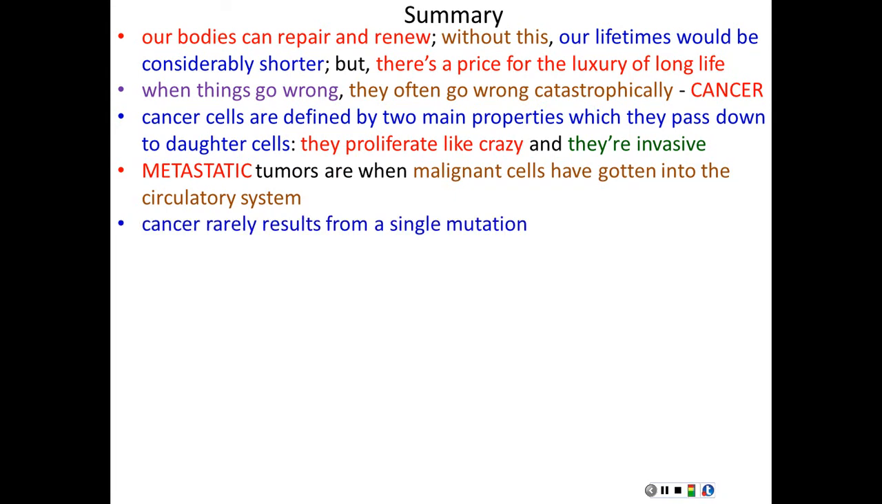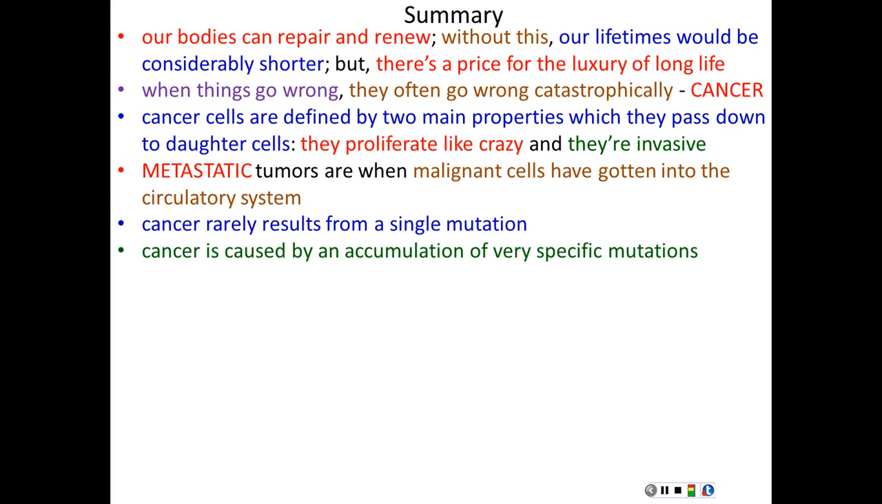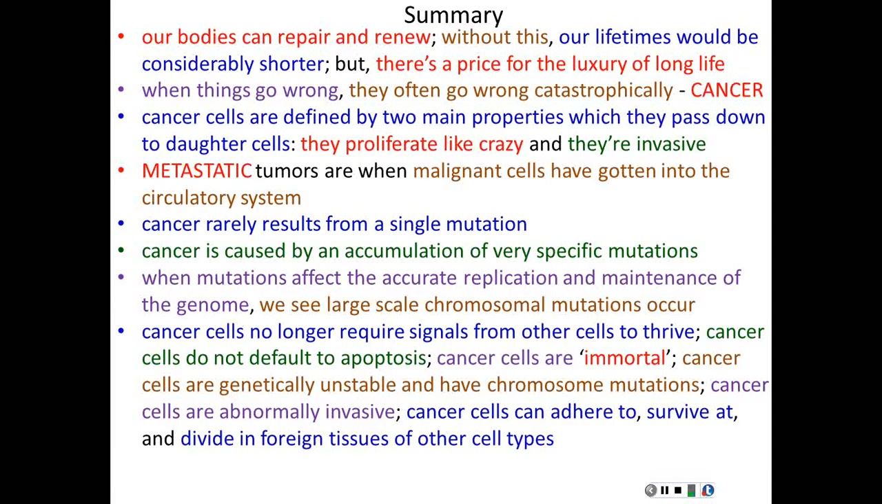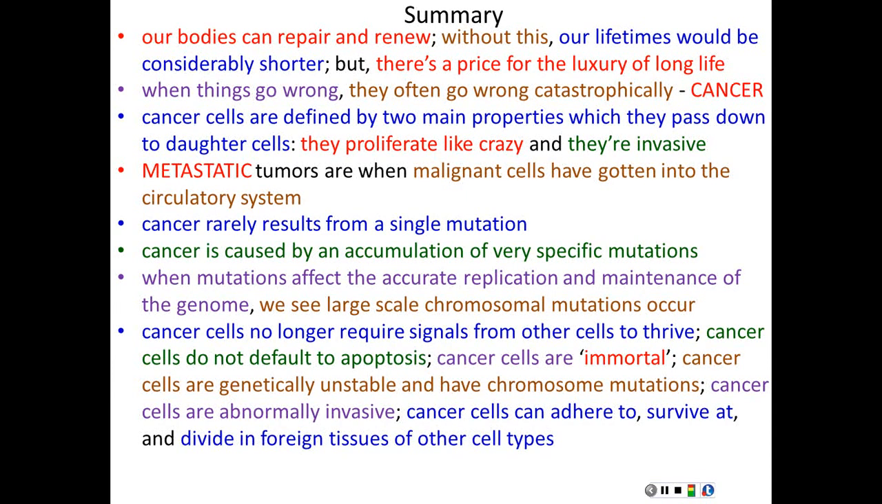Cancer rarely results from a single mutation. Instead, it's a disease of accumulated mutations that accumulate over time. A very specific set of mutations must accumulate together in a single cell in order for cancer to develop. When mutations affect the accurate replication and maintenance of the genome, we see genetic instability. Genetic instability leads to large-scale mutations, often at the chromosomal level, and this greatly enhances the accumulations of mutations that can cause cancer.